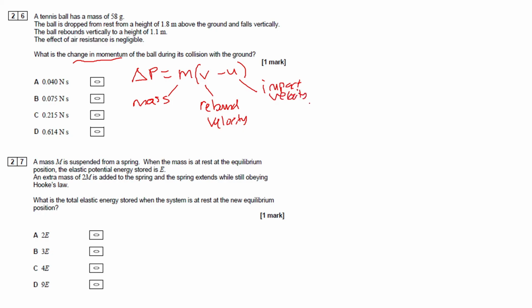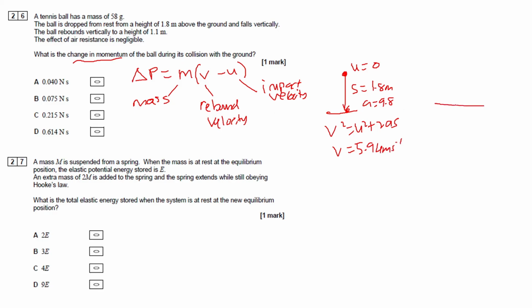So I need to work out these two velocities, the impact velocity and the rebound velocity, and I can use the SUVAT equations to do that. So for example, when it's hitting the ground, for the impact velocity, I know initial speed is 0, the distance fallen is 1.8 meters, and I know that a is 9.8. So using a SUVAT equation to get this final velocity, you should be able to get the final velocity for impact will be 5.94 meters per second.